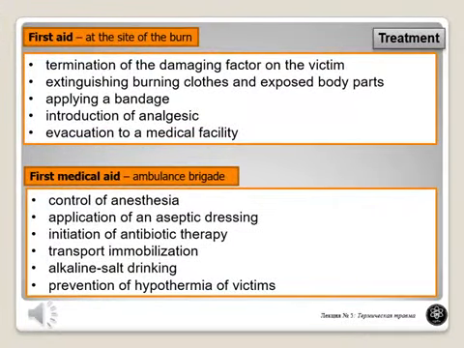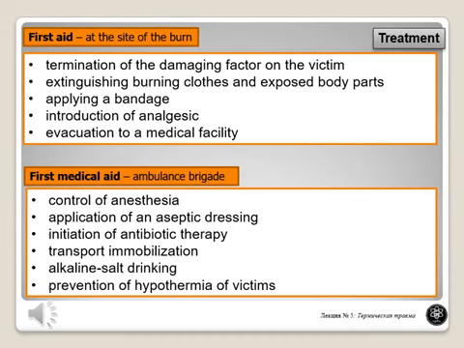So, let's talk about the treatment of burn injury. First aid is usually provided at the burn site. In most cases, it is not even provided by a medical professional, but essentially by a person who will perform first aid. What does first aid include?